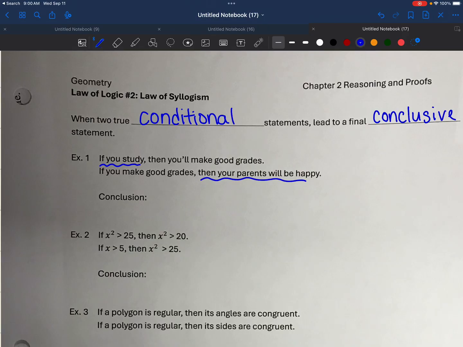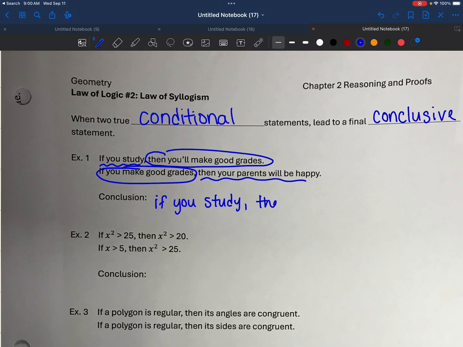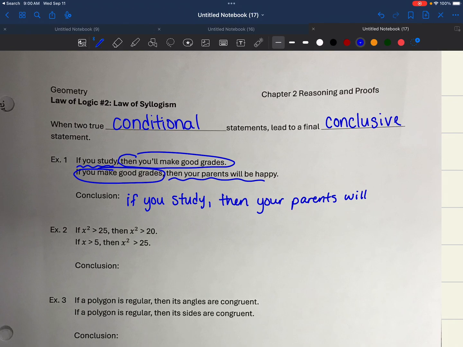So really, we can just take this first part, right? If you study, then what's going to happen? Your parents are going to be happy, right? Because notice how they kind of wrote the same thing twice, if you make good grades. So essentially, law of syllogism, we cut out what has been repeated and we put the other parts together. Okay, so our conclusion is going to be, if you study, then your parents will be happy.